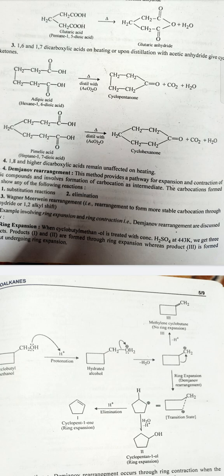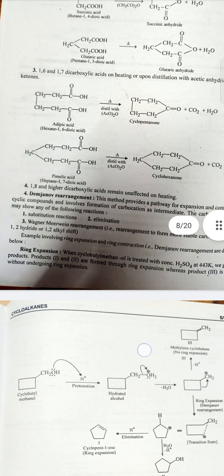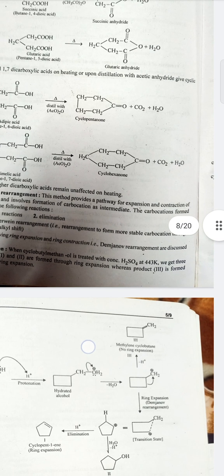Ring expansion. When cyclobutyl methanol is treated with concentrated H2SO4 at 443 Kelvin, we get three products. Products 1 and 2 are formed through ring expansion, whereas product 3 is formed without undergoing ring expansion.